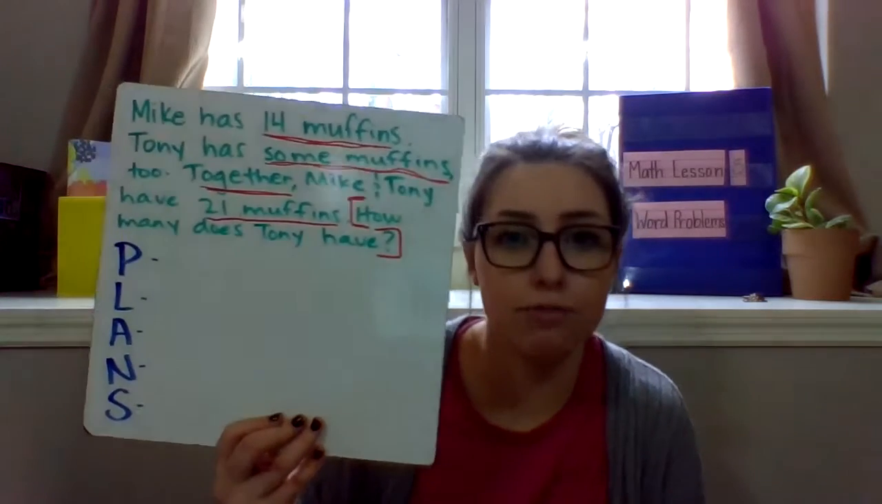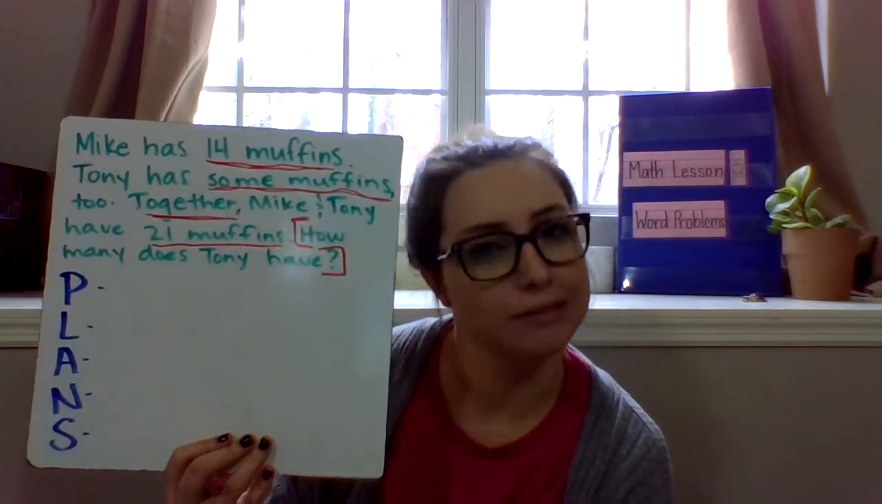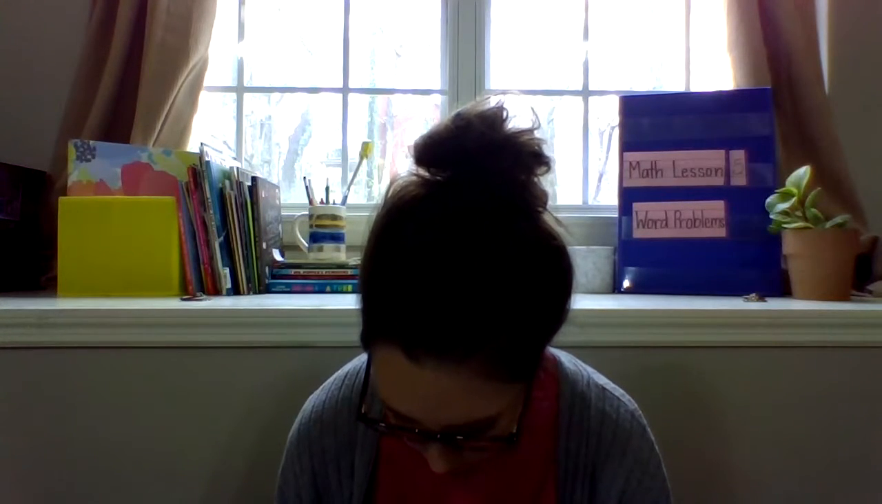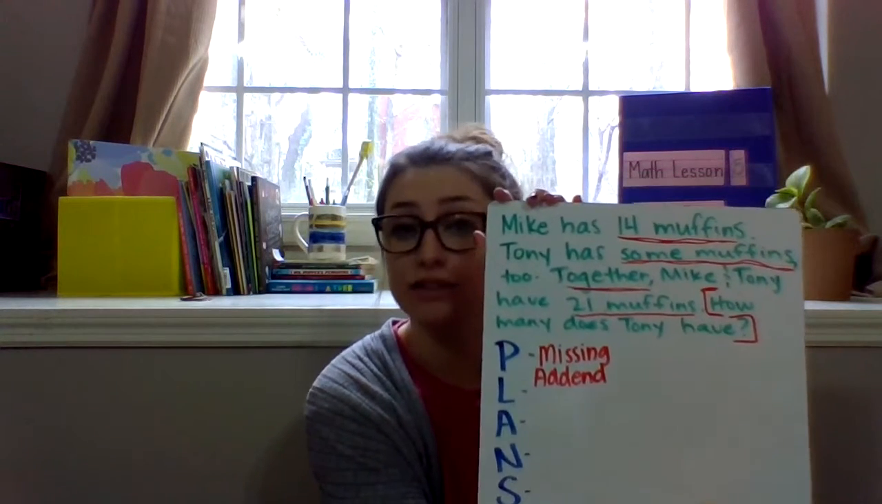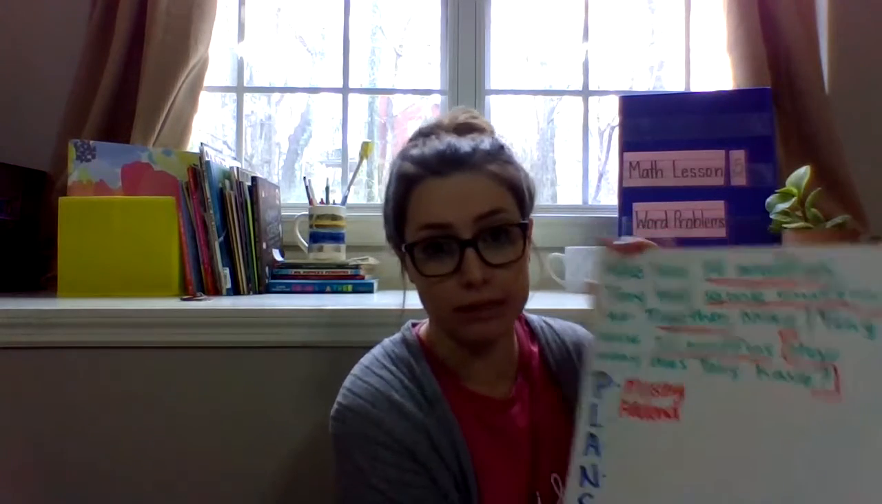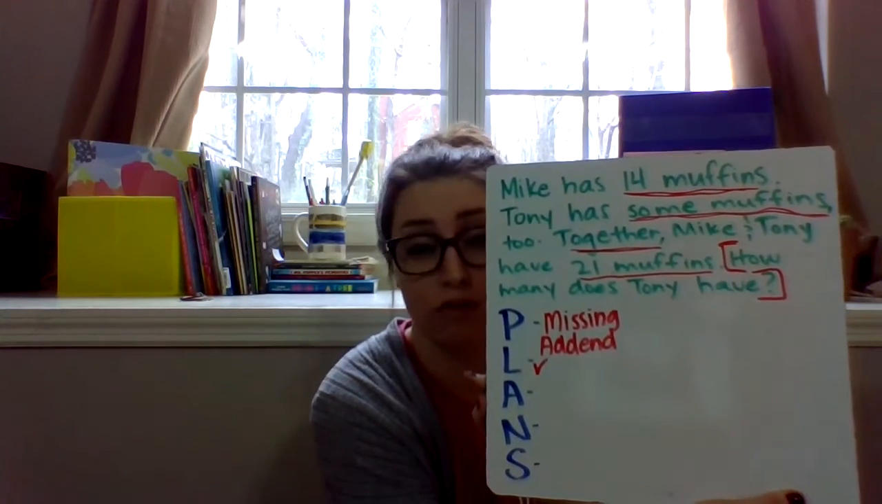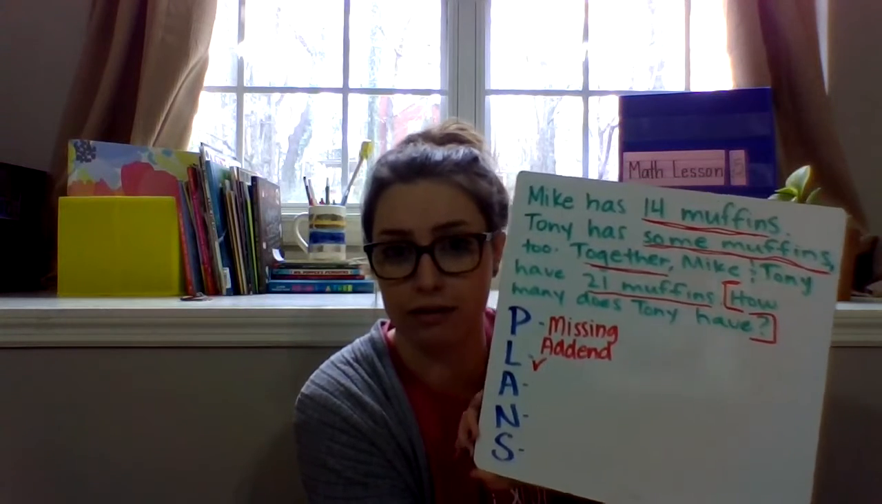Okay, so what kind of problem do you think this is? That's right, it is a missing addend. This one is a missing addend. Ta-da, missing addend. And that's going to help us to know how to write our number sentence. Okay, so we did label, so I'll put a little check mark by label. And we've got our missing addend. The next part of plans stands for answer. Do we have the answer yet? No, we're going to come back to answer. But let's go ahead and write our number sentence for N and think about our strategies S to solve it.